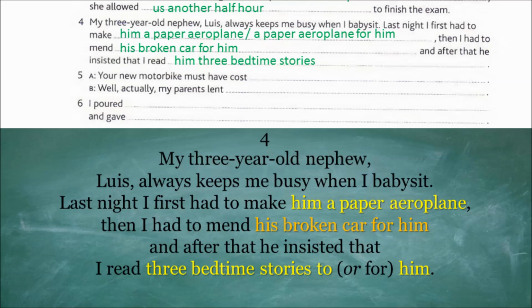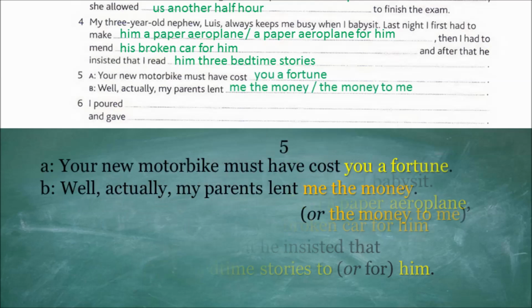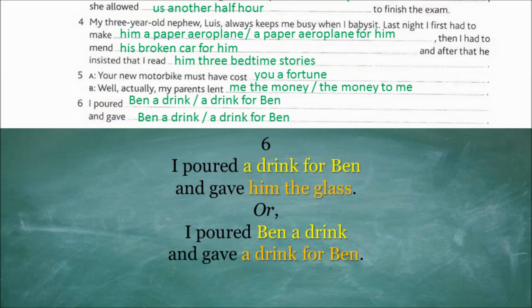My 3-year-old nephew, Louis, always keeps me busy when I babysit. Last night, I first had to make him a paper aeroplane, then I had to mend his broken car for him, and after that, he insisted that I read 3 bedtime stories to him. Your new motorbike must have cost you a fortune. Well, actually, my parents lent me the money. I poured a drink for Ben, and gave him the glass. Or, I poured Ben a drink, and gave a drink for Ben.